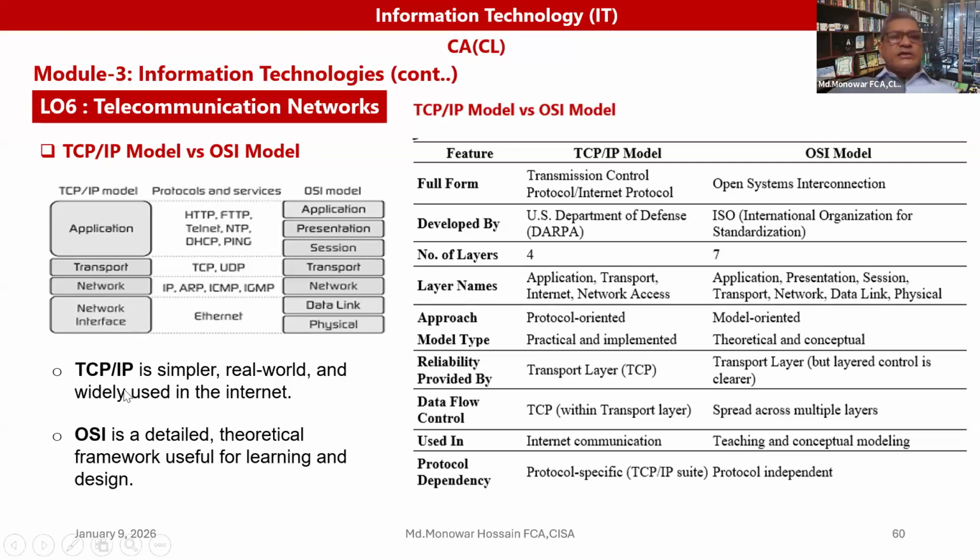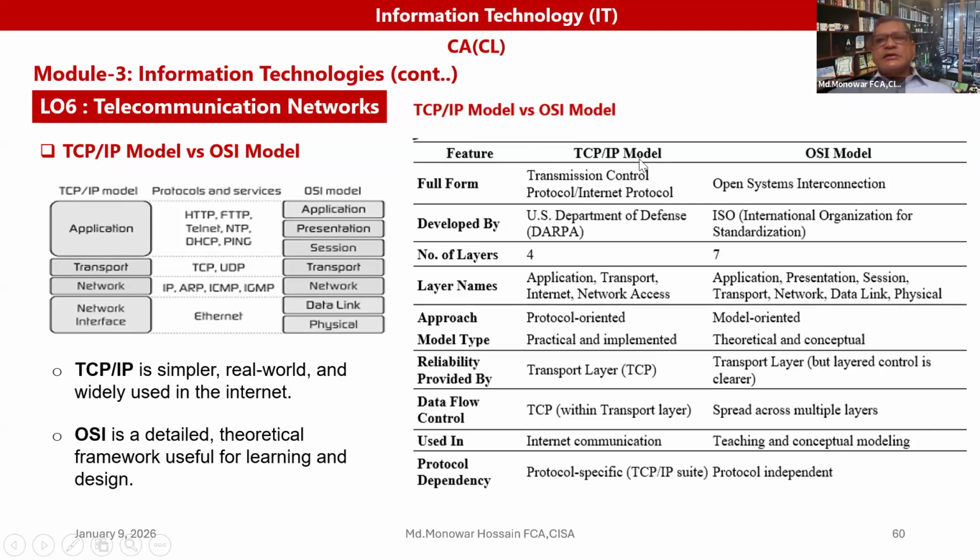So here we know that the TCP/IP model is practical, real world, and widely used in the internet. And the OSI model is a detailed theoretical framework useful for learning and design. And if we see TCP/IP model versus OSI model, the TCP/IP model is Transmission Control Protocol, Internet Protocol, and OSI means Open System Interconnection.